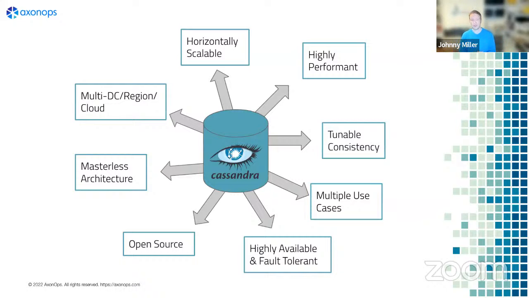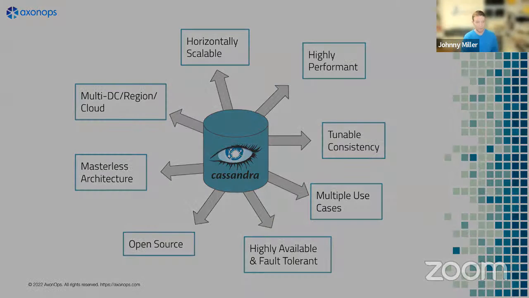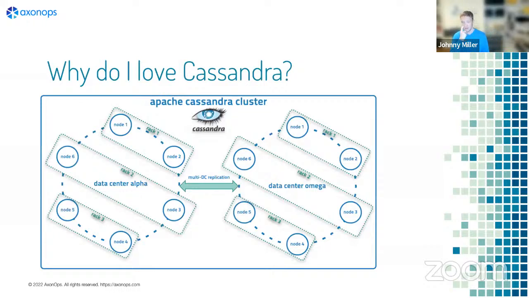At a high level, these are the kind of top level things that you like. It's highly performant, it's tunably consistent, lots of different use cases. It's horizontally scalable. It has an inbuilt understanding of multi-DC region, completely masterless and totally open source and free to use. At a personal level, why do I love Cassandra?